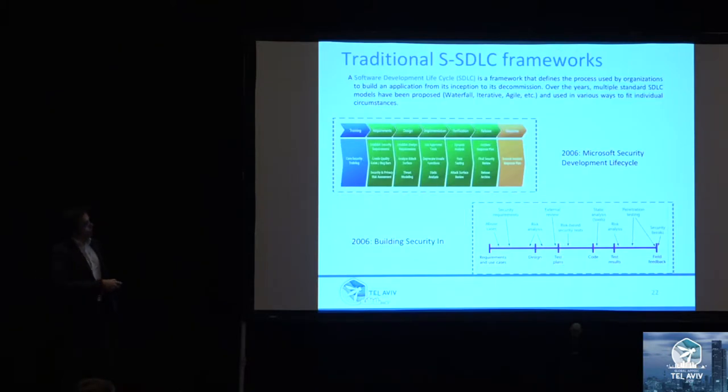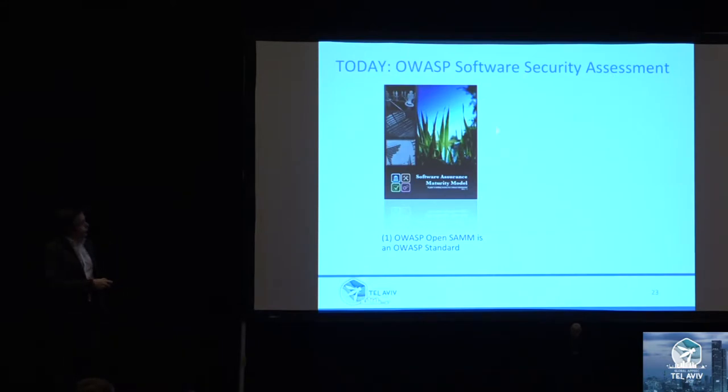So in 2006, in reality, we have two models. One is the first Microsoft Security Development Life Cycle, and the other one is Building Security In by Gary McGraw. But what do we have today? Today, at OWASP, we have OpenSAM, the Software Assurance Maturity Model, that is becoming an international standard to assess the processes inside your organization, measure them, and create a software security roadmap.